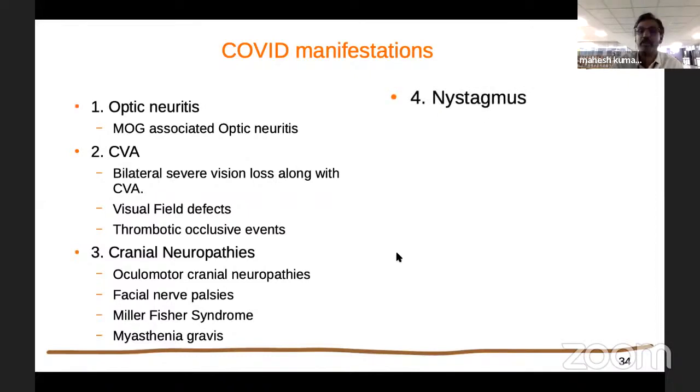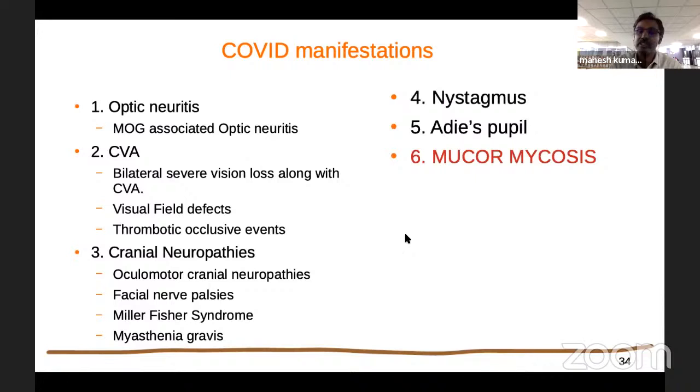Nystagmus has been beautifully described by Dr. Umapati. Pupillary abnormalities have been described. And finally, the mucormycosis, which was rampant in our country during the second wave of COVID.